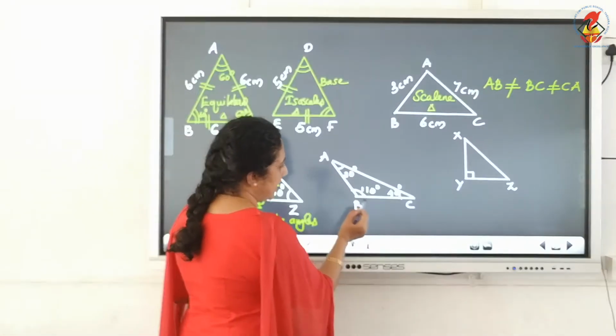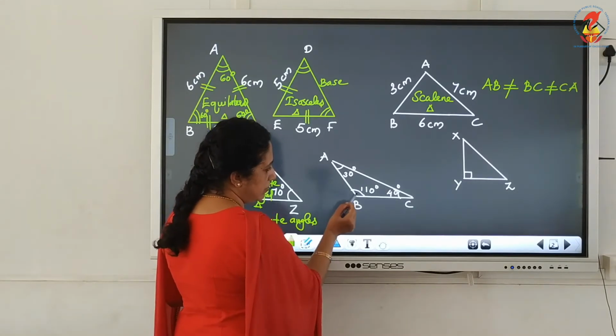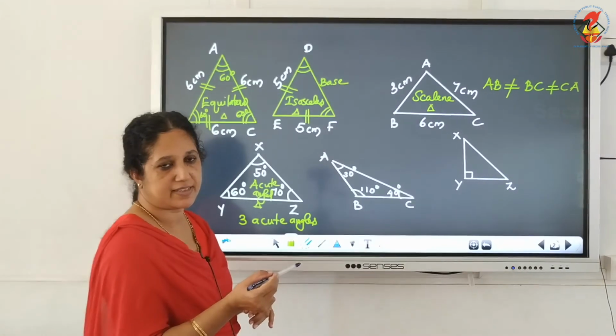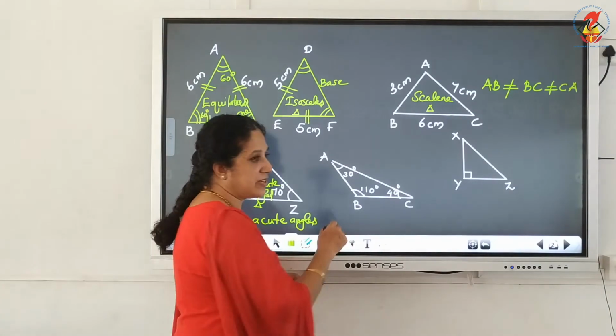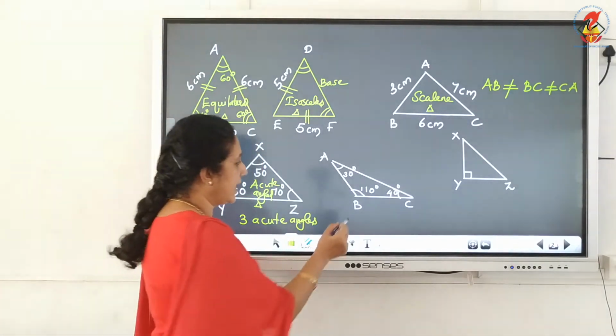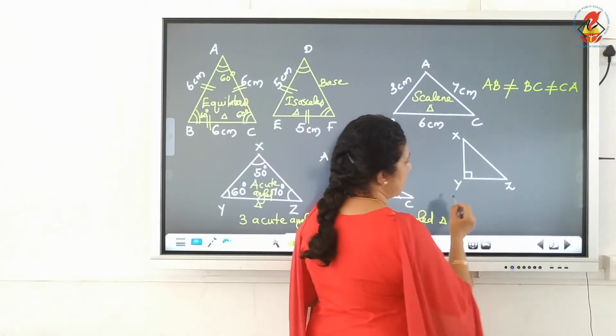Now next one, triangle ABC. Now look at the measure of angle B. What is that? 110 degree. So it is greater than 90 degree. You can see that 110 is an obtuse angle. And if one angle is obtuse, only one angle you want to look into. One obtuse angle is there. The name of the triangle is obtuse angle triangle. So triangle ABC is an obtuse angle triangle. So one obtuse angle.